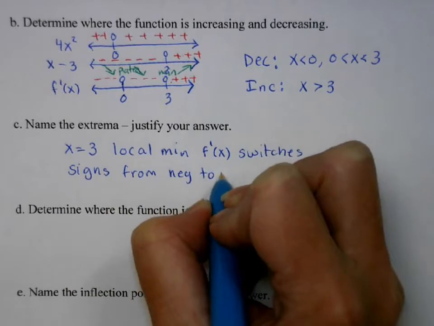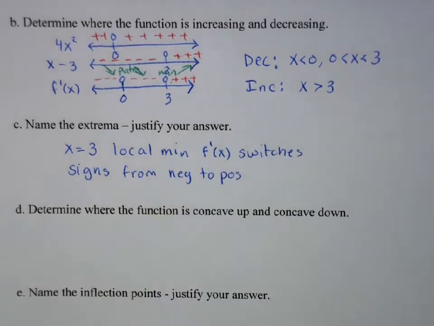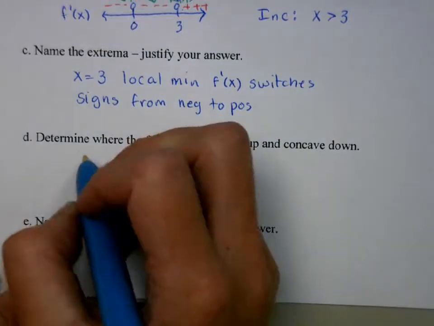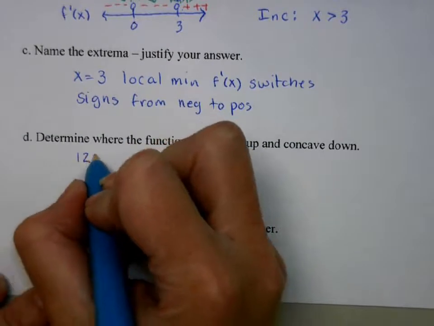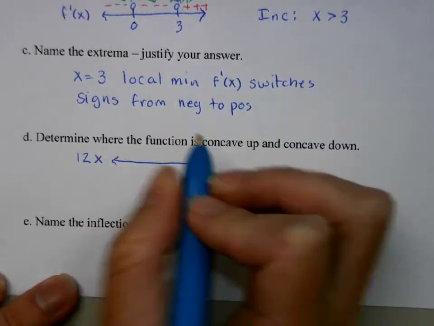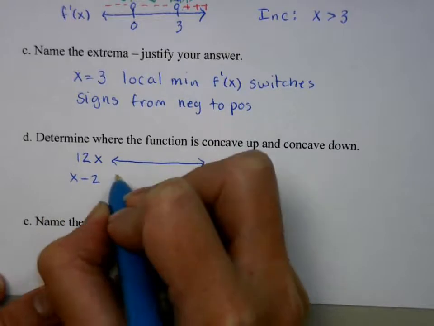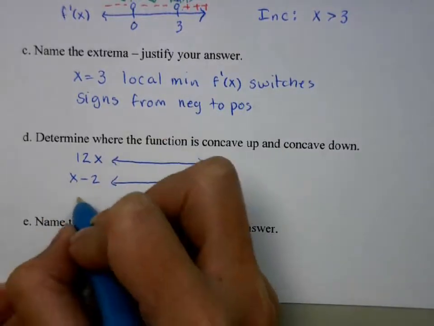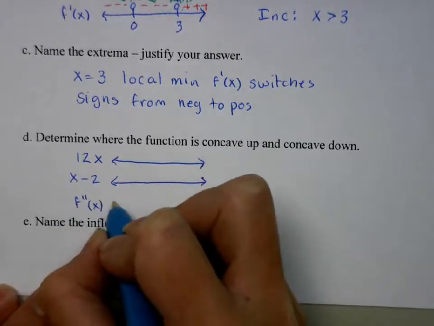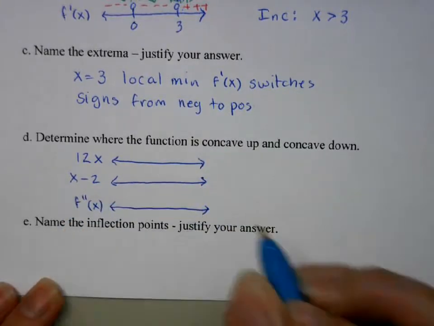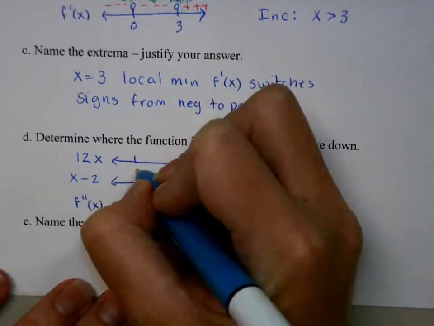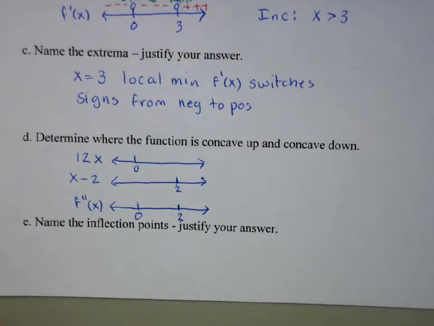Okay, then we're going to determine where the function is concave up and where it is concave down. So we're going to do number line charts for the factors of the second derivative, which were 12x and x minus 2. And I'll do one for f double prime of x. So our critical points here were 0 and 2. So we'll look at these each individually.